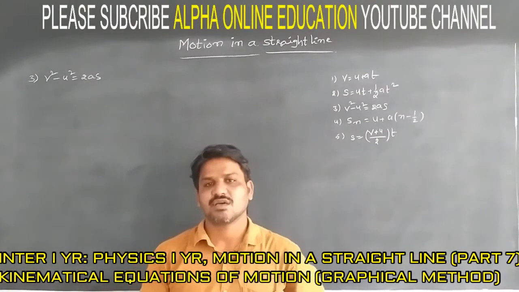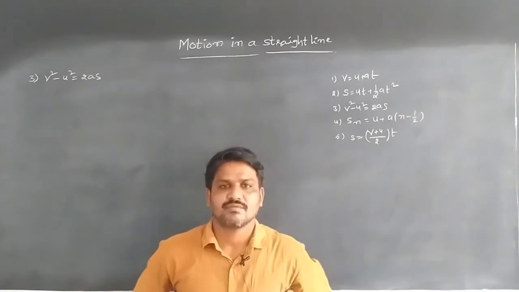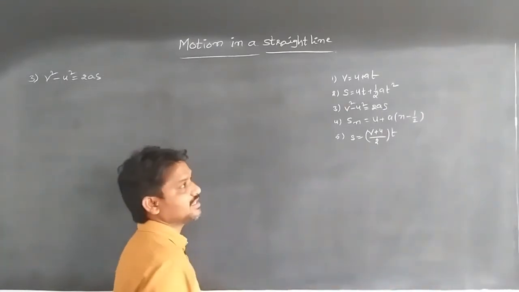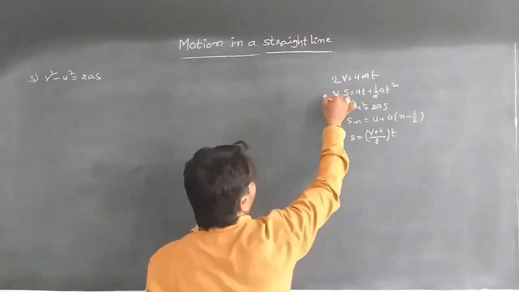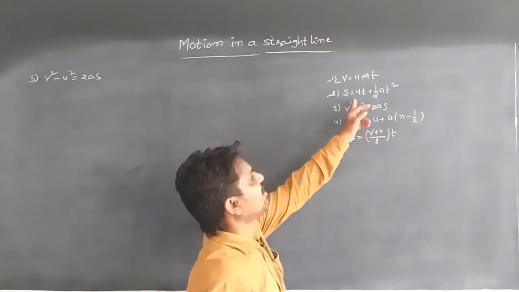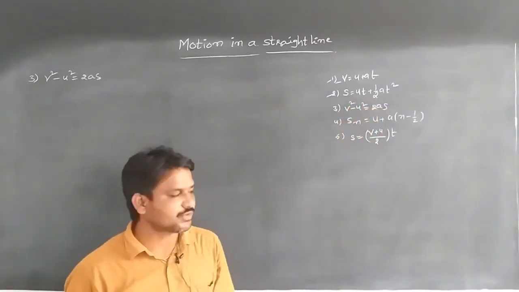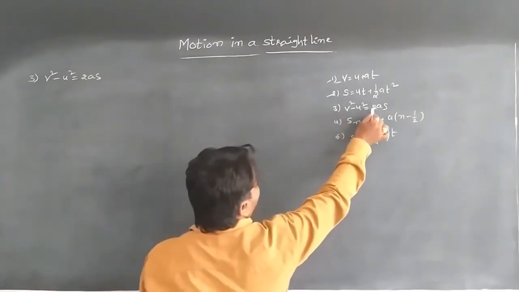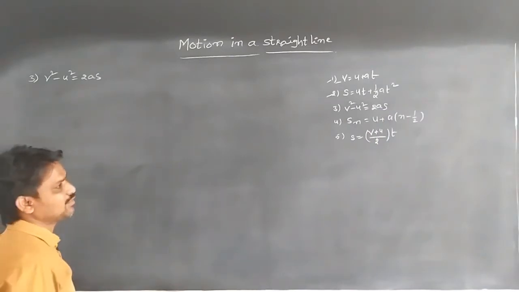Kinematical equations of motion by the graphical method, means by using the graph we derived the equations. In the earlier video we discussed v is equal to u plus at and s is equal to ut plus half at square. These are the kinematical equations we have proved. Next we are going to prove v square minus u square is equal to 2as, that is the third kinematical equation of motion.